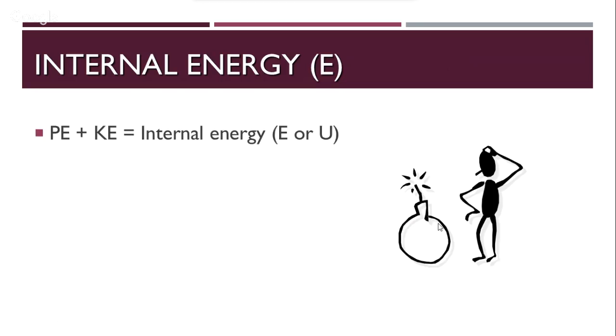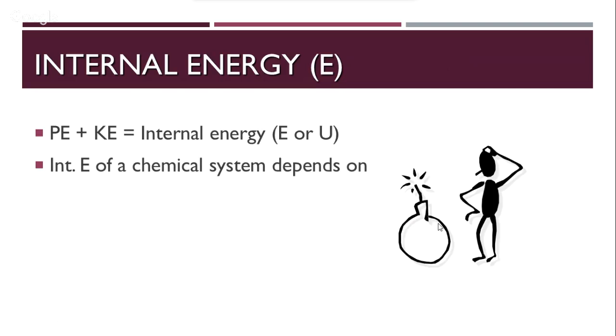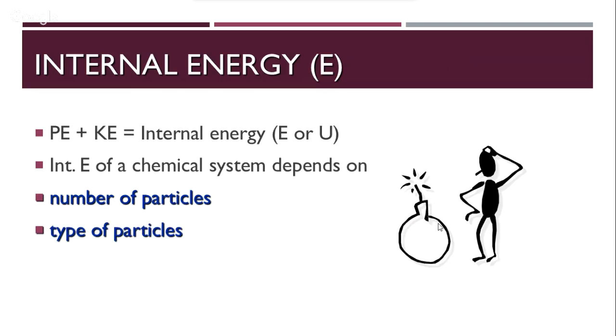Now the internal energy is represented generally by E or U, and this internal energy of the system depends not only on the number of particles, of course, because the number of particles will increase the mass, and we know that kinetic energy is half mv square, so definitely the number of particles changes the internal energy. Kirtana has also joined in. Hi, Kirtana. And it also depends on the type of particles.